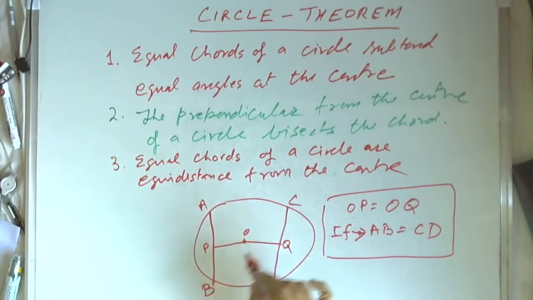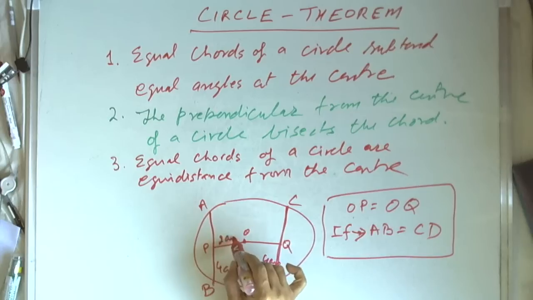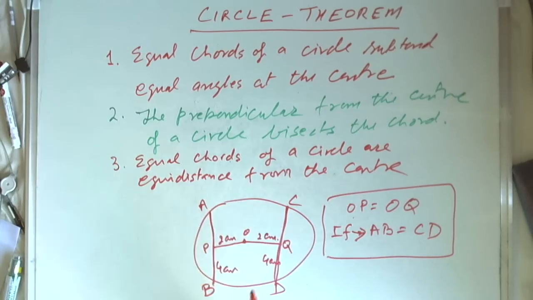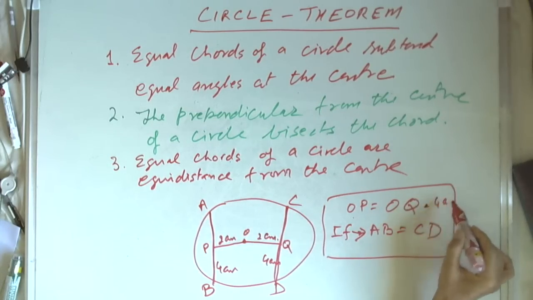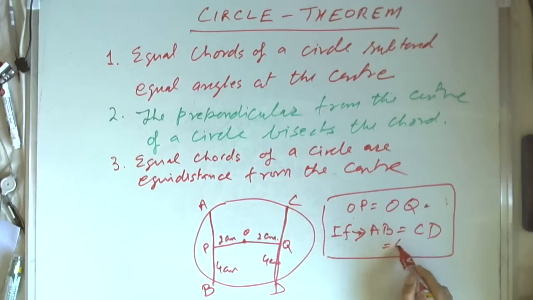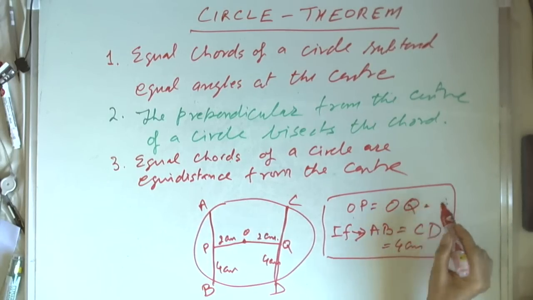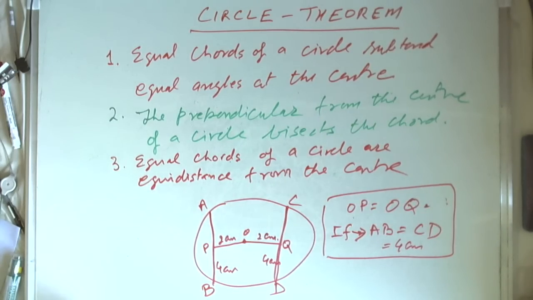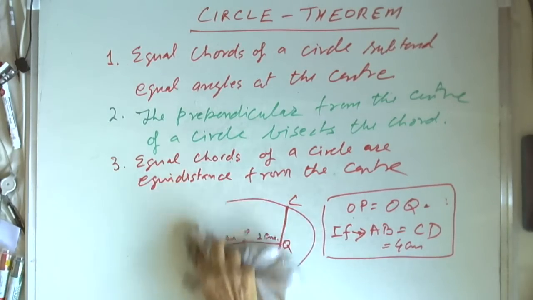If the chords are equal, say this is 4 centimeters and this is also 4 centimeters, and this distance is 2 centimeters, then this distance will also be 2 centimeters. So if the length of the chord is equal, say 4 centimeters, then the distances will be equal, and say this is equal to 2 centimeters. So this is theorem number 3.